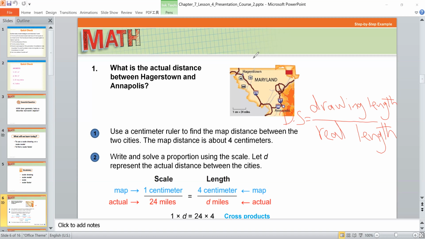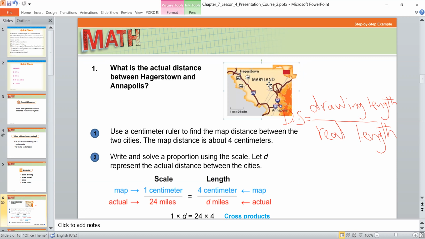What is the actual distance between Hagerstown and Annapolis? Do you know the United States of America, USA, is divided into states, right? One of these states is called Maryland.